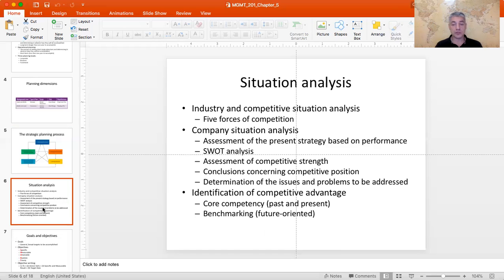Finally, here at the situation analysis, you try to identify what gives your company a competitive advantage. This is something that is typically associated with a business level strategy, also known as a competitive strategy. And effectively, you try to isolate core competencies that your firm may have.